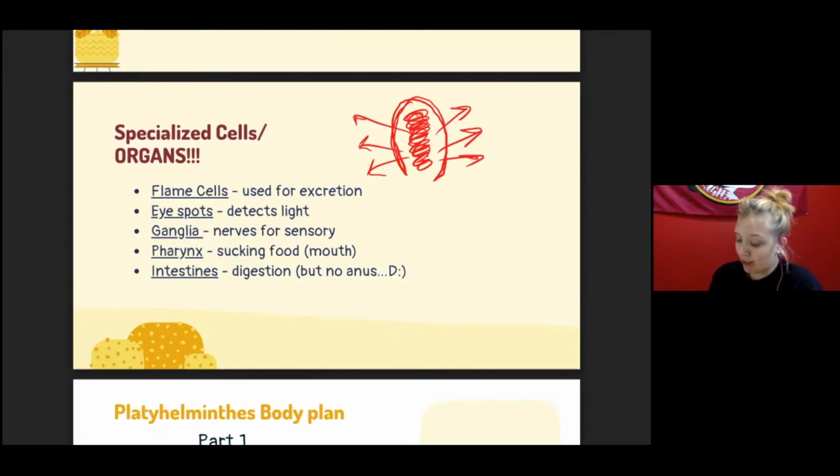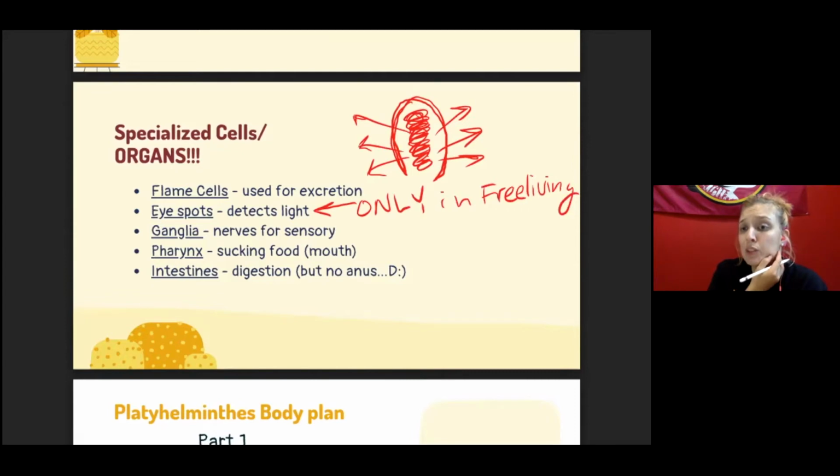Eye spots, these are only in free living organisms. The ones that are living inside hosts don't need eye spots because they can't detect light inside a body. So it doesn't matter. The ganglia, it's like a nervous system, but not quite there yet. We haven't gotten super complex. We're not complex enough for that. So simple to that, but not really.